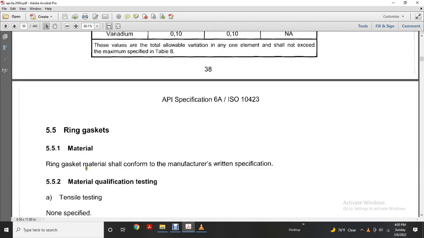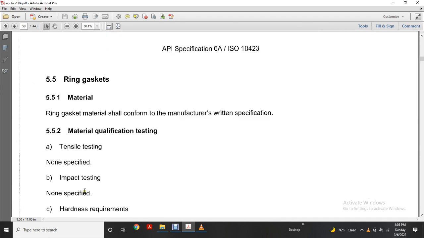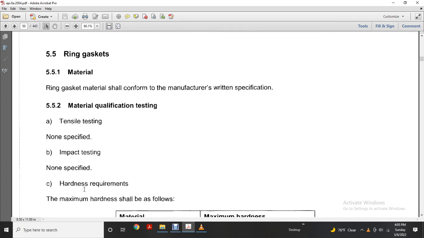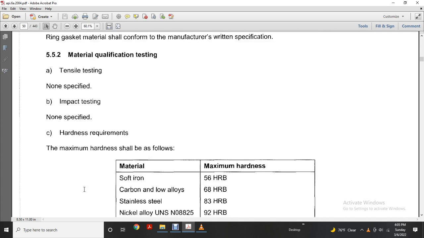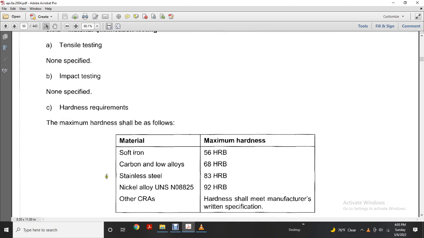5.5 Ring gaskets. Ring gasket material shall conform to the manufacturer's written specification, material qualification, tensile strength, non-specified impact test, and non-specified hardness requirement. Minimum hardness shall be as follows. Material and hardness: soft iron, carbon, low alloy steel, stainless steel, nickel UNS N08825, and other CRA.